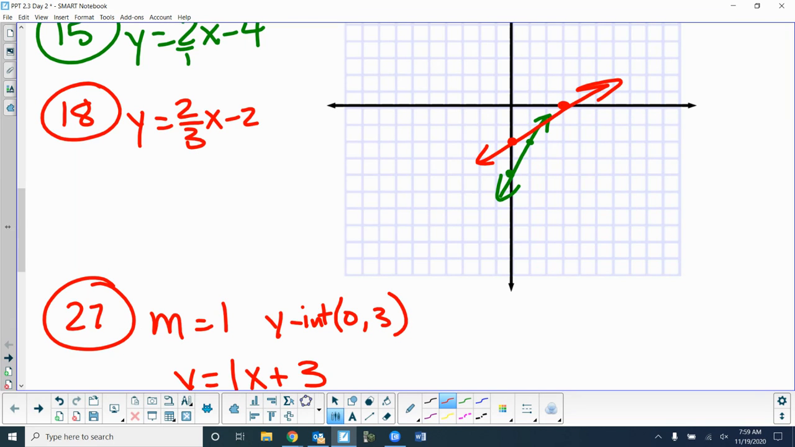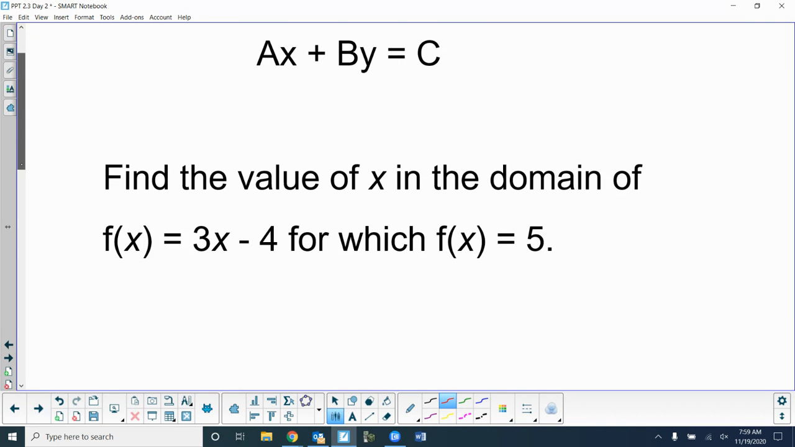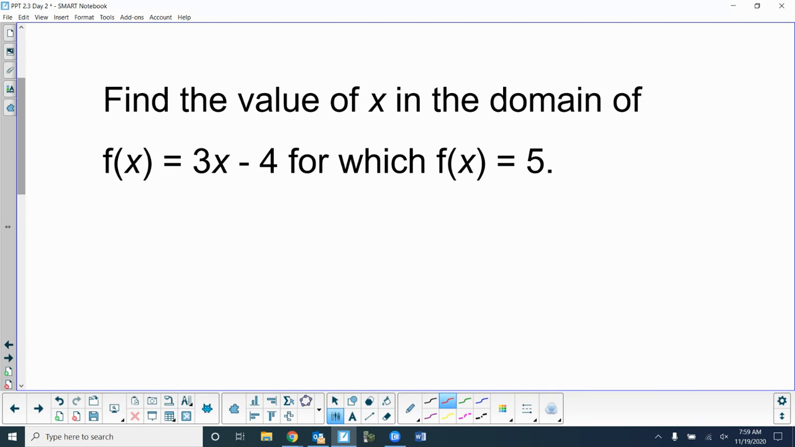Okay, today, similar stuff, okay? Again, the general form of a line, they say, is ax plus by equals c. We're used to putting it in y equals mx plus b form, which is fine with me. Just so you know that, put it in general or standard form, okay? But here's one of the types of problems you have tonight. It says, find the value of x in the domain of f of x equals 3x minus 4, for which f of x equals 5.